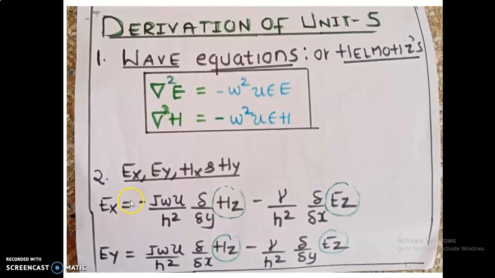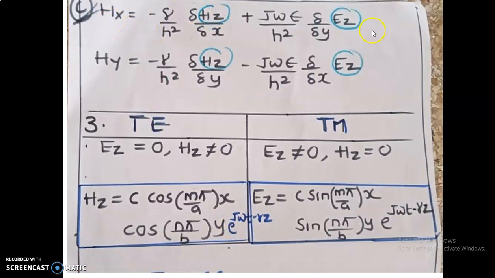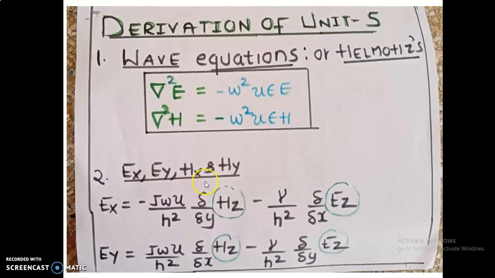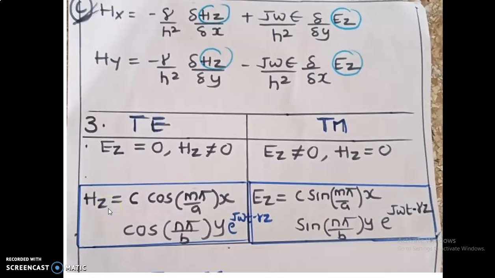Please try to understand the simple common point that in EX you have HZ and EZ, in EY you have HZ and EZ, in HX also you have HZ and EZ, and in HY you also have HZ and EZ. Once you find HZ or EZ, automatically you can find EX, EY, HX, HY. So our main goal is that you always have to find EZ and HZ.